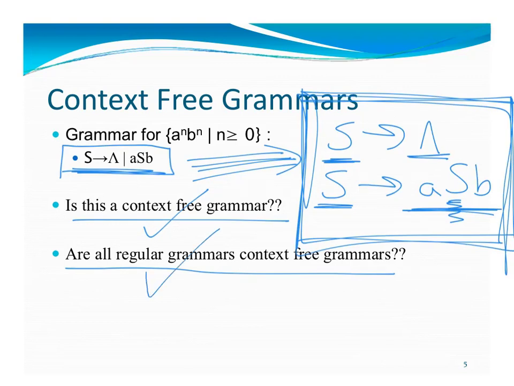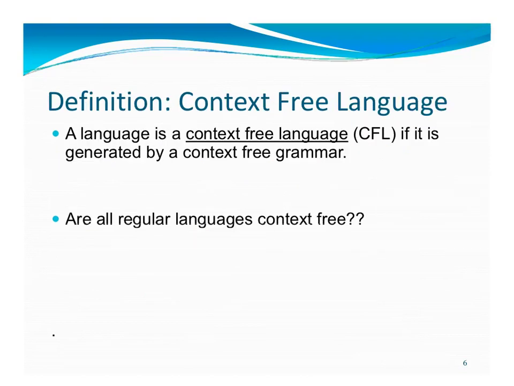So yes, all regular grammars are indeed context-free grammars. Just like we have regular grammars and how they relate to regular languages, context-free grammars relate to a certain type of languages that are called context-free languages. A language is a context-free language if it's generated by a context-free grammar. So if you can make a grammar for it that's a context-free grammar, then the language that that grammar generates is a context-free language.